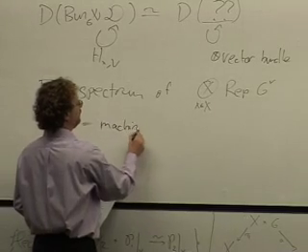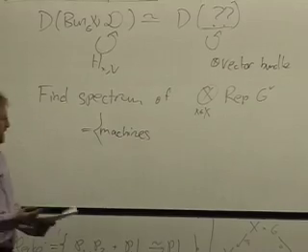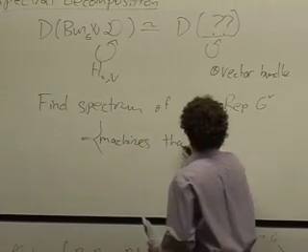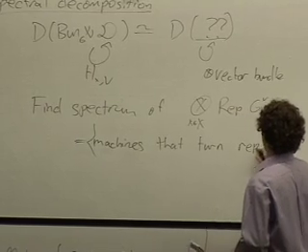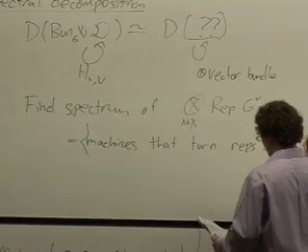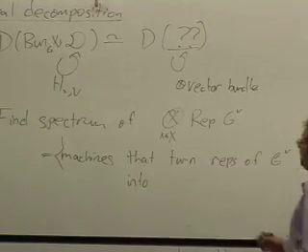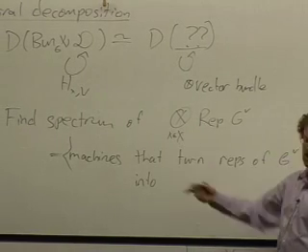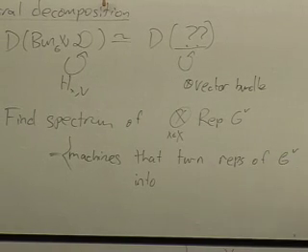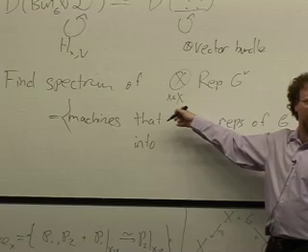So points of the spectrum. What's a point of the spectrum? It's a machine that turns representations of G check into, well, if I give you a point of the spectrum and a point x in X, I should get a vector space. I should take a representation of G check, and I'd be able to evaluate it and get a vector space. But the question is, how does this depend on the point x in X?